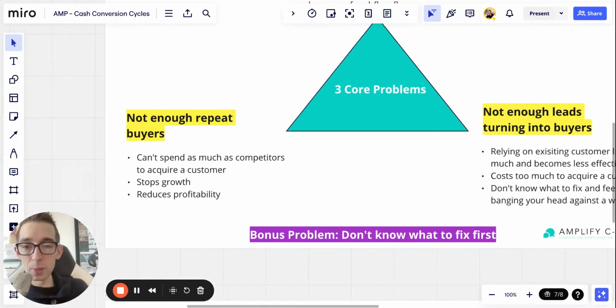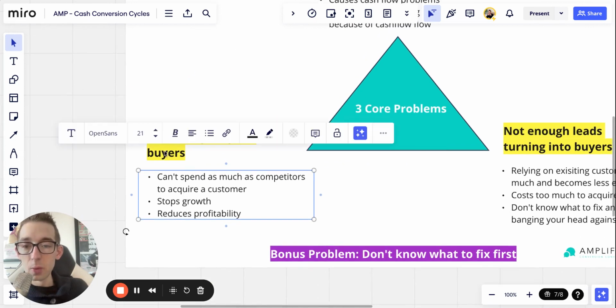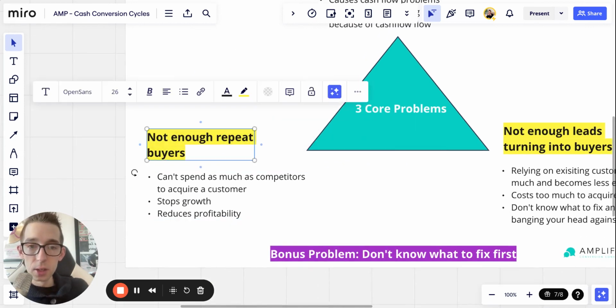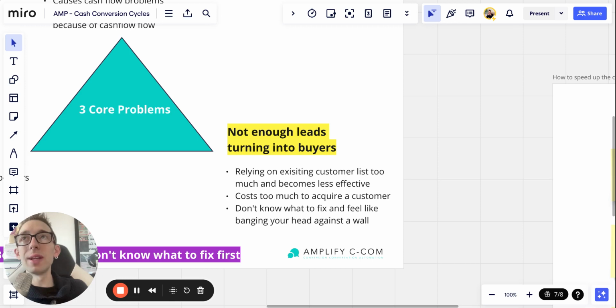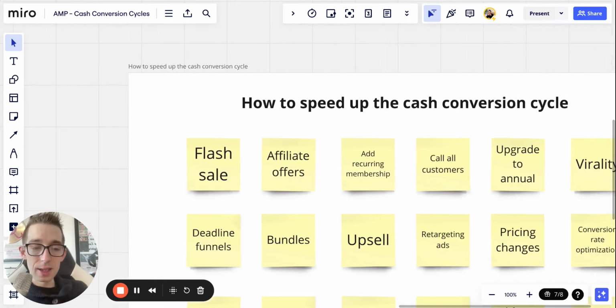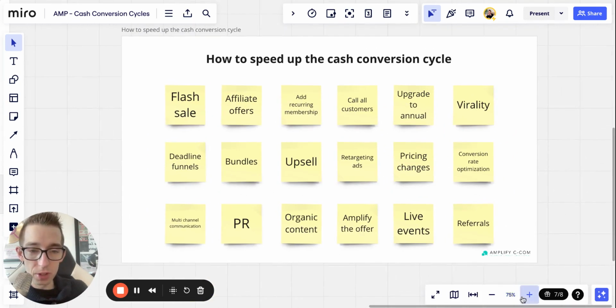So let's look again at the problem. Can't spend, stops growth, reduces profitability. Well, if you're not getting enough repeat buyers, then what we need to do is look at how we can get them to buy more stuff by sending more emails, creating more campaigns, right? All those kinds of things that increase the profitability of your existing list. So here's some ways that you can do that. Right, here's how to speed up the cash conversion cycle.